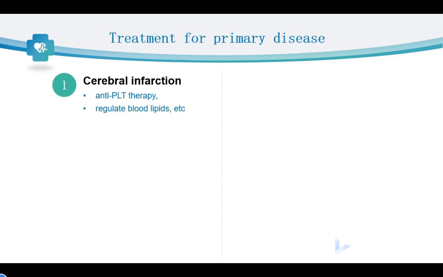Firstly, let's look at the first part, treatment for the primary disease. For example, if the cause of the respiratory failure is the cerebral infarction, we need antiplatelet therapy and agents to regulate blood lipids. The glucocorticoids are required for the myasthenia gravis.